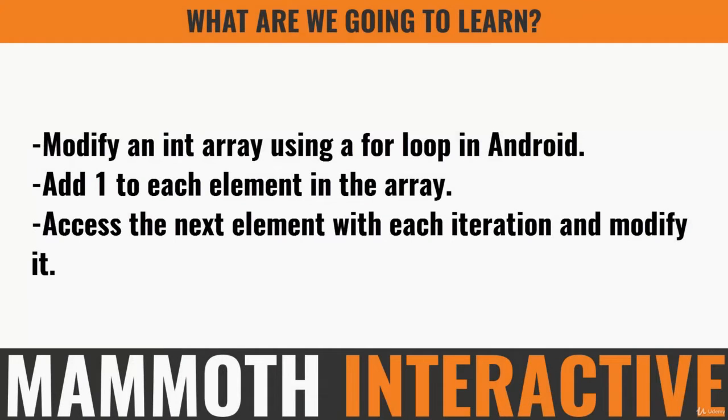In this part of our tutorial, we're going to take an int array and modify it using a for loop, and we'll use Android to do this. We're just going to initialize an int array and add 1 to every single element. Rather than doing that manually, we're going to get the for loop to do our work for us, by accessing the next element with each iteration and modifying it directly in the loop.